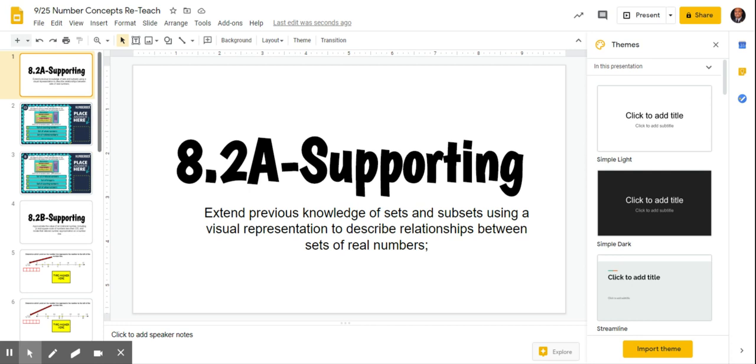Today we're going to be making up our number concepts test from last Friday. So many of you did very poorly, but many of you did very great as well. Whether you made a 0, a 10, 90, or whatever it is that you made, we can do better and we can reinforce our learning. So 8.2a was about number set relationships, and that's what this video is about.